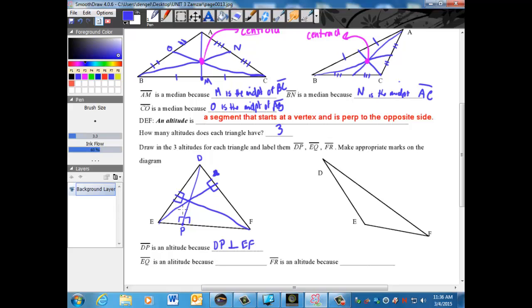Next we have EQ. So here's E. It's going to end at this point. Now that's called Q. And we can say EQ is an altitude because EQ is perpendicular to DF.